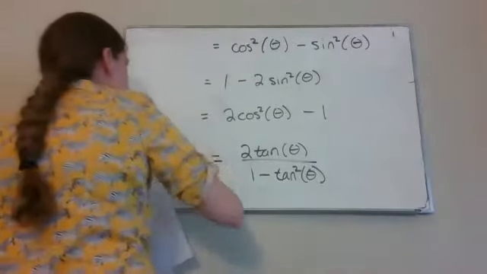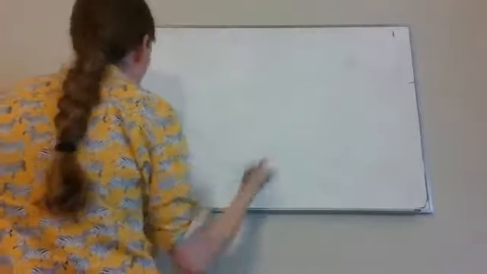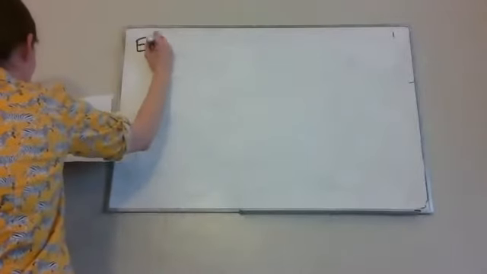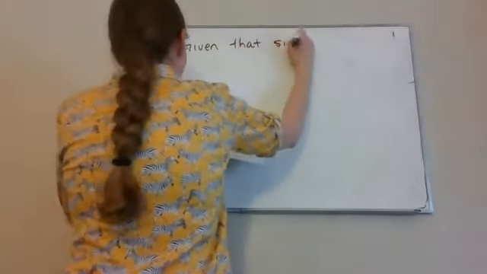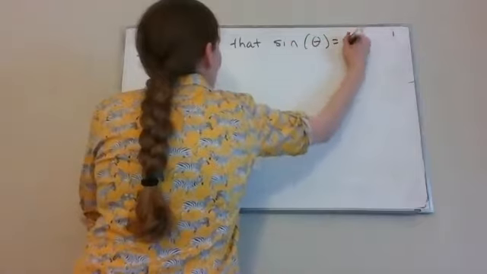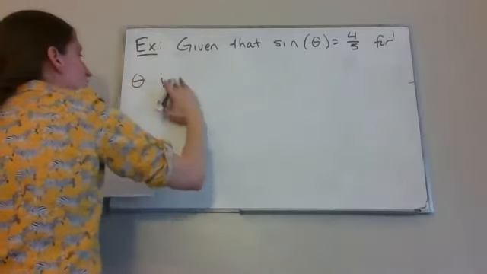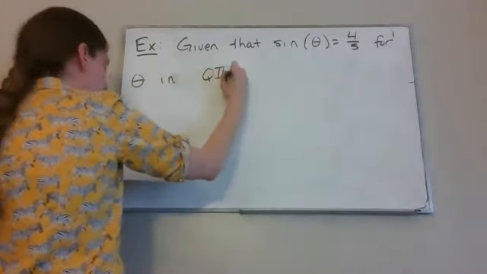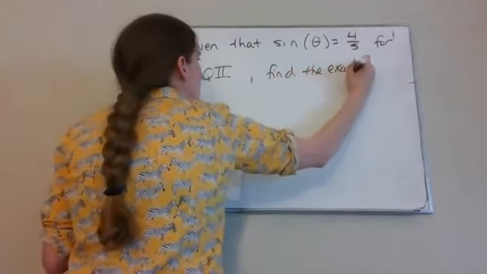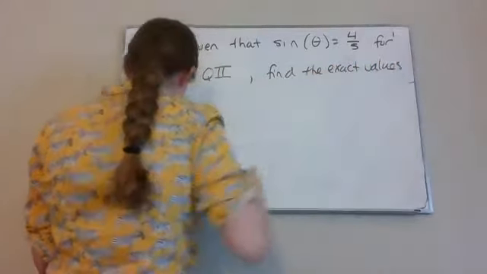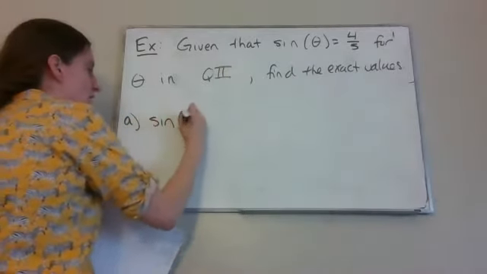Let's do some examples using these formulas. First example. Given that sine of theta equals 4/5 for theta in quadrant 2, find the exact values for the following problems. We're going to start with sine of 2 theta.